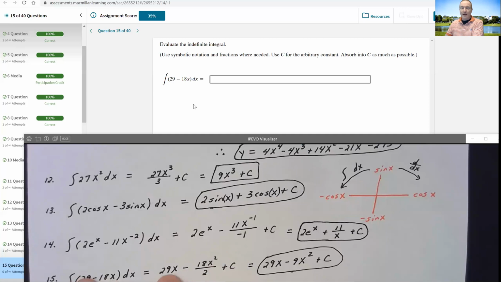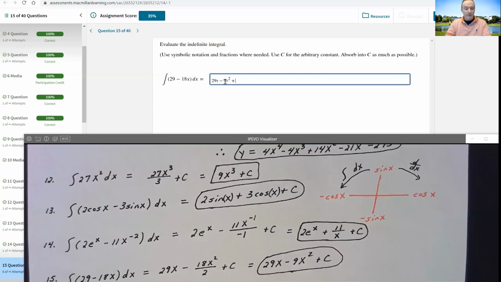So we have 29x to the first minus, this is going to simplify to be 9x squared, plus the constant of integration. I don't see any need to rewrite it in descending order. You could just keep it in the order of the original expression. Doesn't matter either way. It's going to count it correct no matter what you choose to do there. 29x, and then we have minus 9x raised to the second plus our constant of integration. We check that answer.